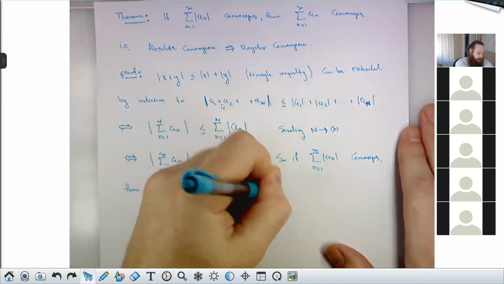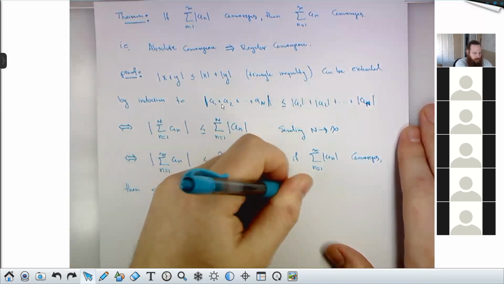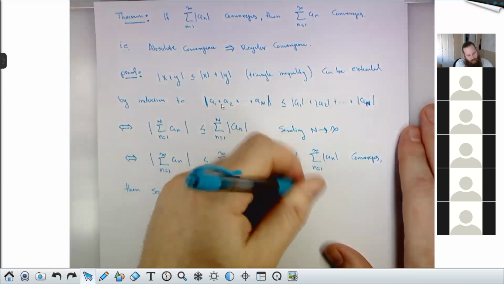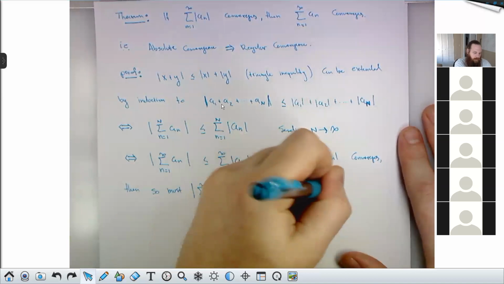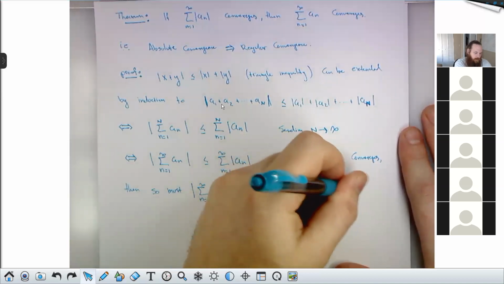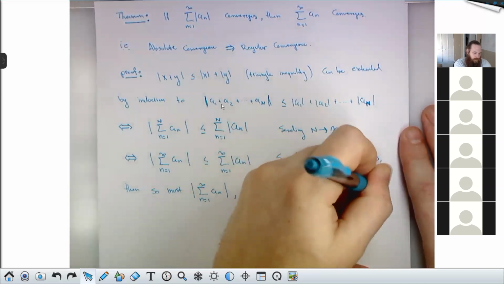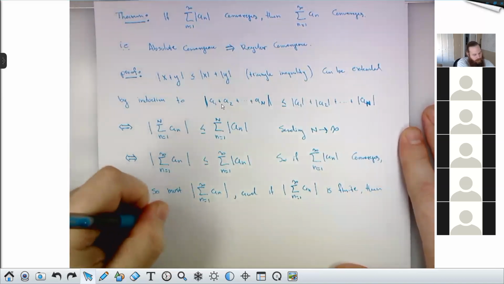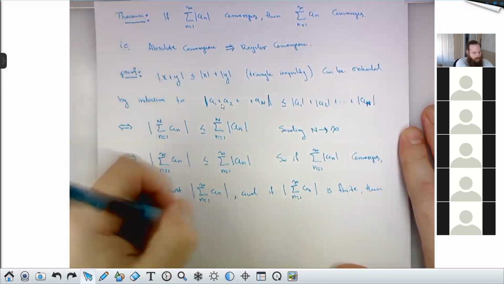And if the sum of the absolute values of a_n is finite, then so is the thing inside the absolute value. And that concludes the proof.